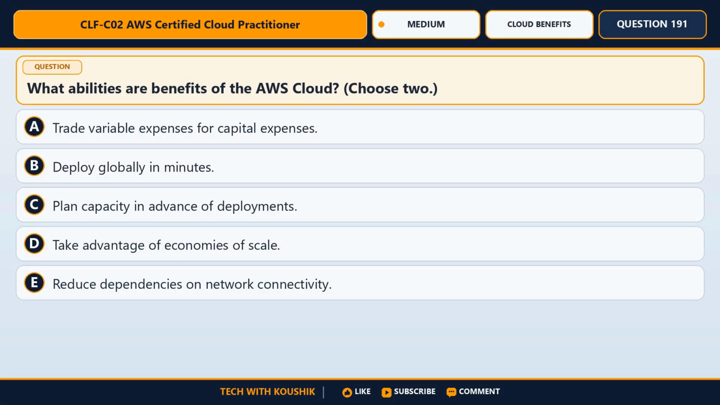Question number 191. What are abilities or benefits of the AWS cloud? Choose 2. Option A. Trade variable expenses for capital expenses. Option B, deploy globally in minutes. Option C, plan capacity in advance of deployments. Option D, take advantage of economies of scale. E, reduce dependencies on network connectivity.